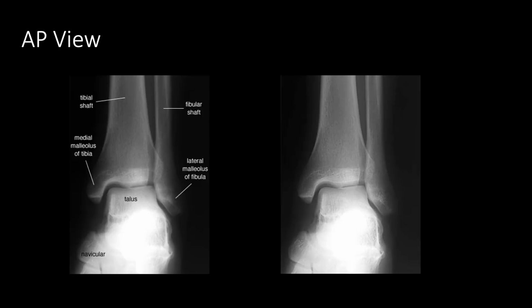So here's the AP projection. You see the talus, you see the tibia, you see the fibula, and you see this overlap here of the syndesmosis. So that's indicative of a true AP view, is that you see this.